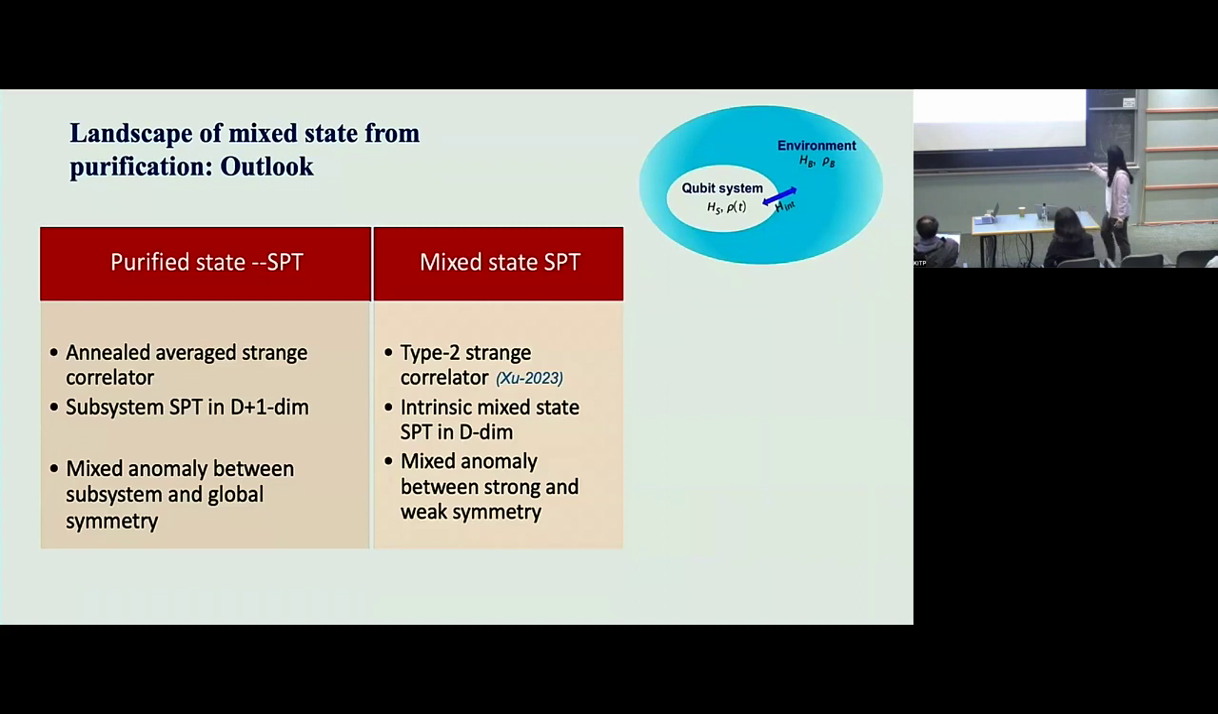And finally, there have been some explorations during the discussion section of this program about how we detect mixed state anomaly. If we have a mixed state anomaly between the strong and weak symmetry, say at the boundary of some mixed state SPT, it corresponds to the fact that in the purified state, there is also a mixed anomaly in the pure state that is between subsystem symmetries and a global symmetry.